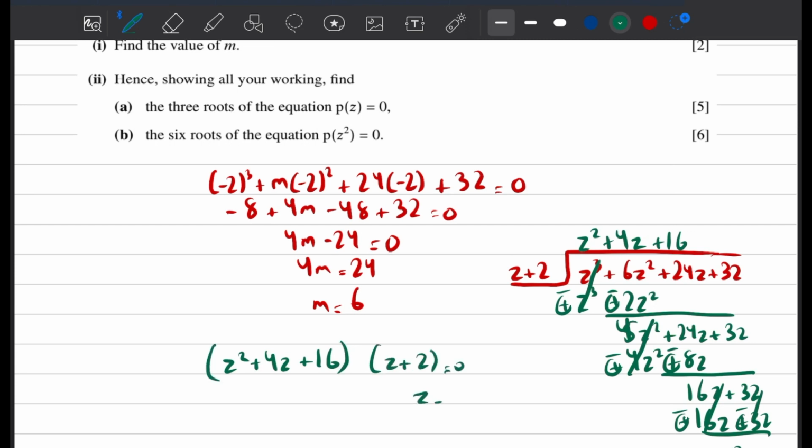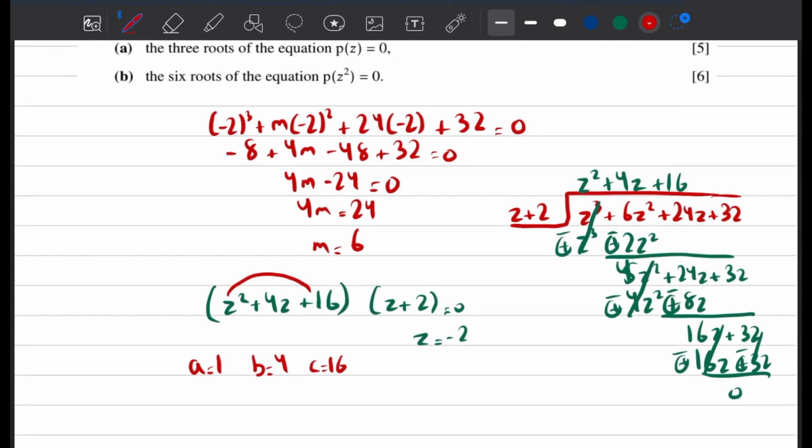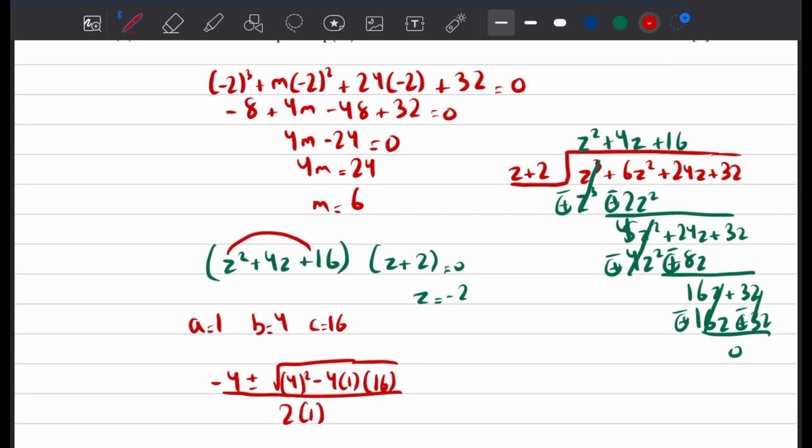So z is equal to -2. How will you solve this? You can't find any factors of 16 that make 4. So let's apply the quadratic formula. a is equal to 1, b is equal to 4, and c is equal to 16. So -4 plus minus under root 4 square minus 4 into 1 into 16, upon 2 into 1.